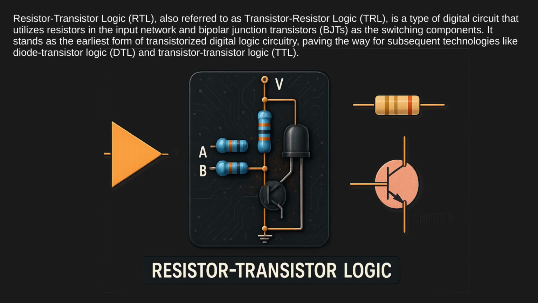Resistor transistor logic, RTL, also referred to as transistor-resistor logic, TRL, is a type of digital circuit that utilizes resistors in the input network and bipolar junction transistors, BJTs, as the switching components. It stands as the earliest form of transistorized digital logic circuitry, paving the way for subsequent technologies like diode transistor logic, DTL, and transistor-transistor logic, TTL.